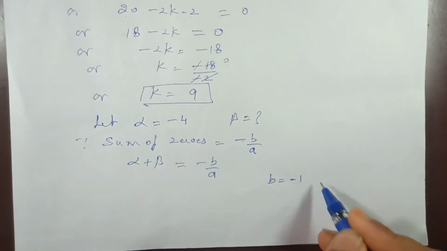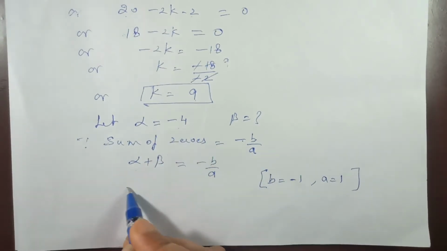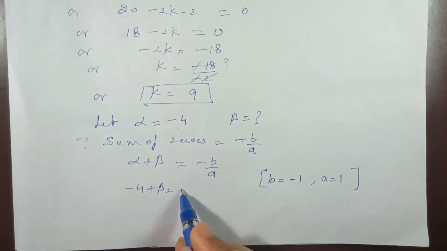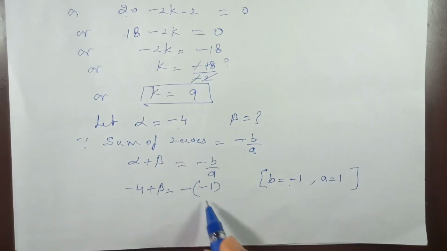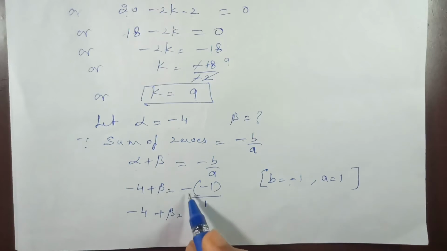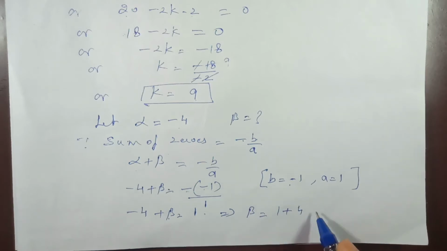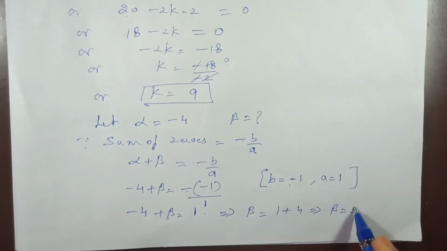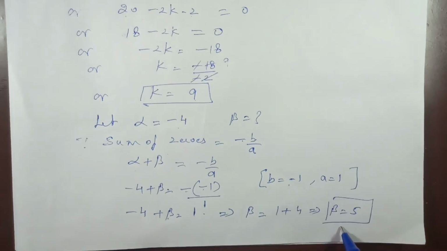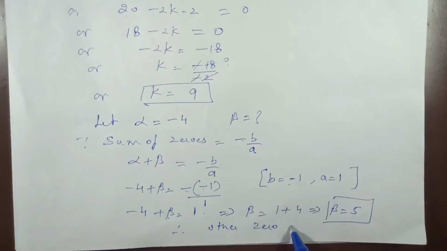So b is equal to minus 1 and a is equal to 1. This will give alpha, which we have as minus 4, plus beta, which we have to find, equal to minus the value of b, which is minus 1, divided by the value of a, which is 1. So we have to do the calculation. Minus minus will change into plus, 1 upon 1 means 1. We have to find the value of beta, so move minus 4 to the other side, it will change into plus 4. So this will give beta is equal to 5. So we can say the other zero is 5. Therefore the other zero is 5.